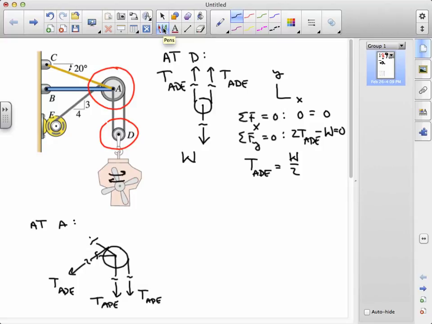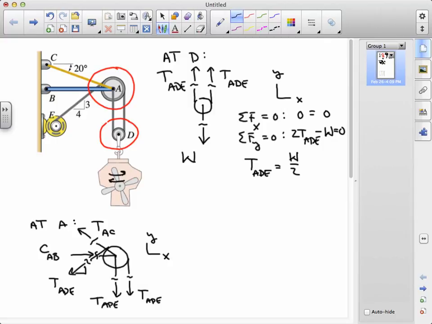We're also cutting through the cable AC, and we're cutting through the bar AB, which I'm going to draw as in compression. Finally, I'm going to annotate this free body diagram with a little bit of information that tells us about the orientation of 2 of these forces in the XY plane.